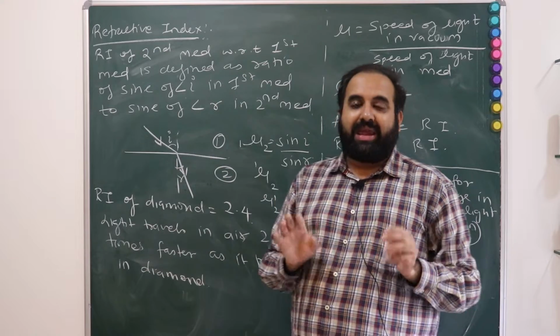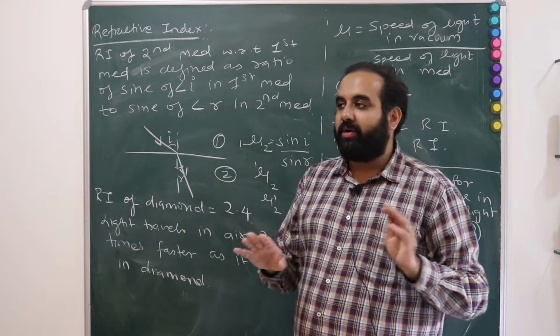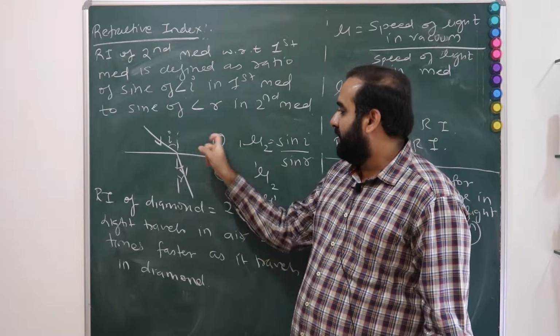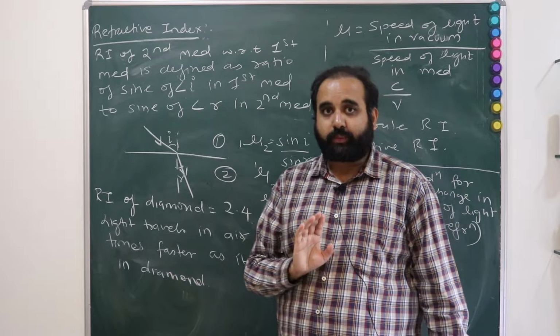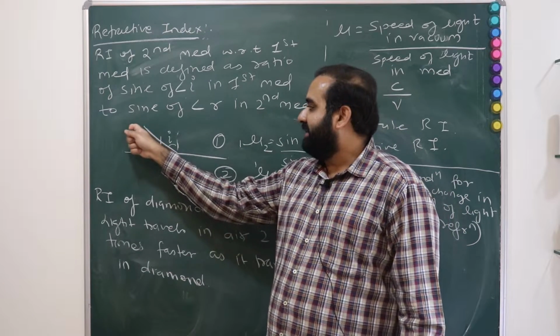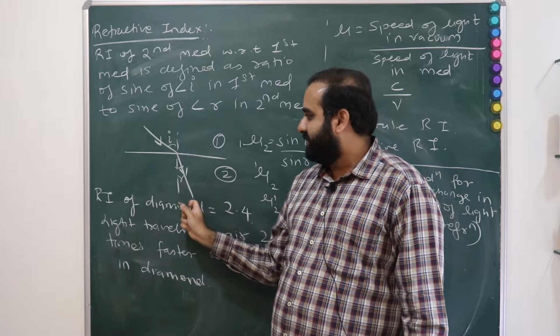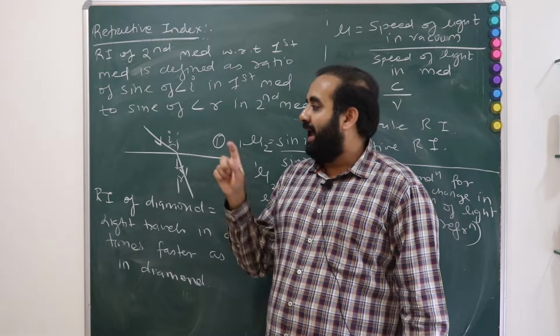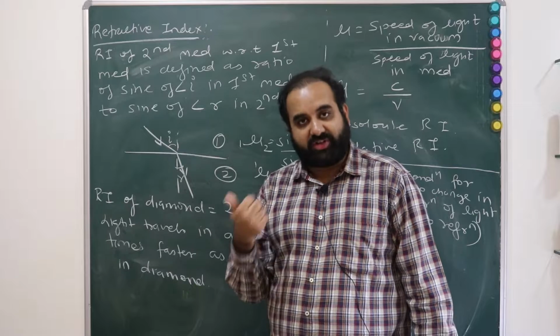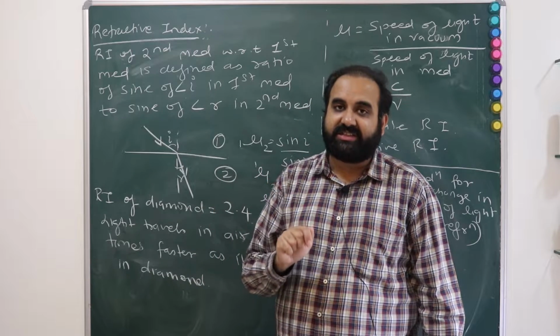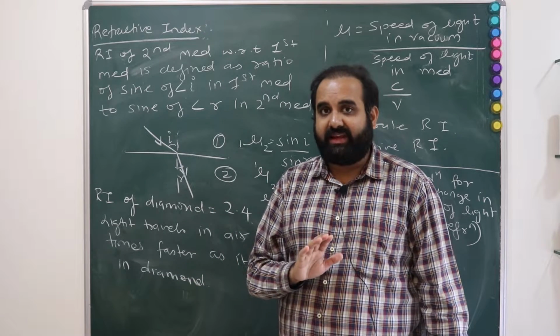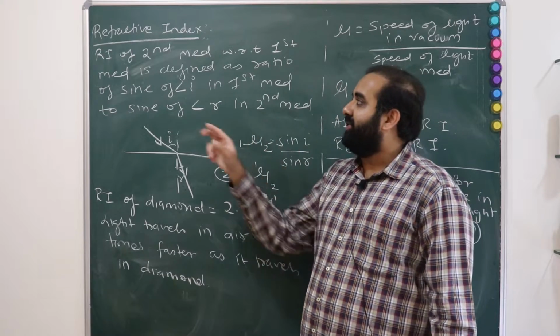Now, I'm not naming any medium, like air or glass. I'm just keeping medium 1 and medium 2. If a light ray enters from medium 1 into medium 2, the angle of incidence is in which medium? The first medium. The angle of refraction is in the second medium. Everyone there with me? So now let's again look at the definition.